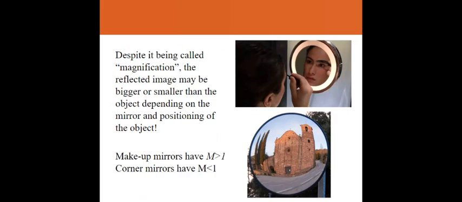So mirrors, reflected images, can be made bigger or smaller depending on the type of mirror and where the object is positioned. So here we have a makeup mirror that makes your face look bigger, and then a corner mirror that makes this whole church look like it fits inside the frisbee.